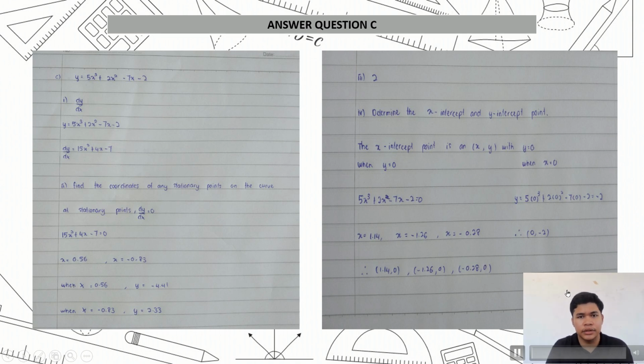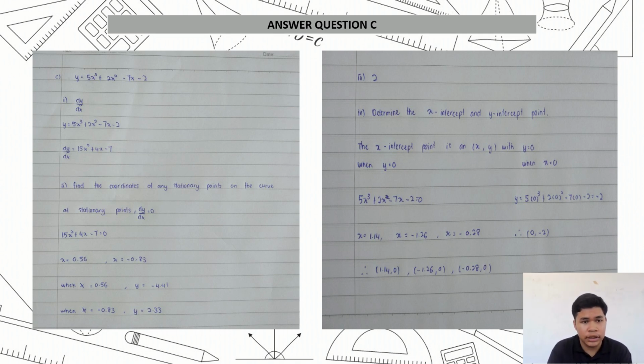Alright, for the first question, question C. Use differentiation to find the expression for dy over dx. y equals 5x cubed plus 2x squared minus 7x minus 2. Differentiating, and the answer is dy over dx equals 15x squared plus 4x minus 7.